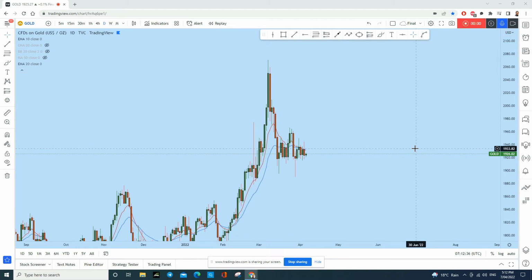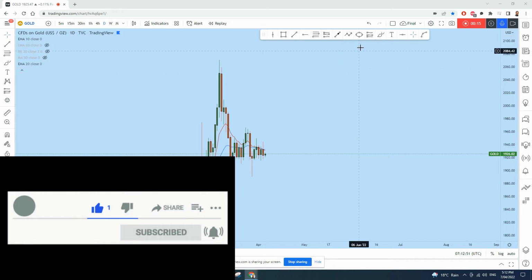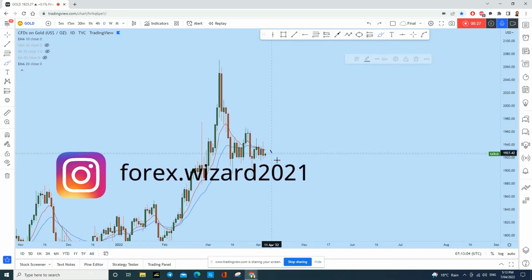What's up, traders? So let's do a complete multi-time frame analysis of gold. Let's see what kind of trading opportunity we have in this precious metal. Now, what you see on the screen is the daily time frame on gold, and you can see that gold is in a very narrow range for quite a few days. And when you see this kind of range, you can expect gold to break this side or that side.